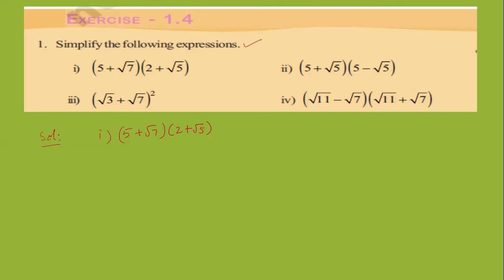It's a multiplication. Here you may observe there are two binomials. How to multiply these two binomials? First, take the first term of the first binomial, that is 5. You multiply both the terms in the second binomial. Then what do you get here? 5 into 2, 10. 5 into root 5, 5 root 5.